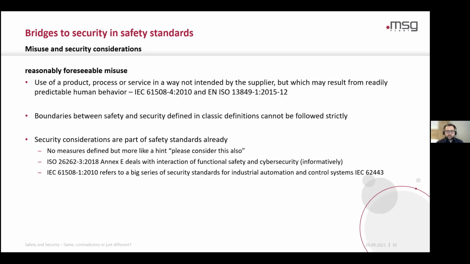There are also a lot of other security considerations in the standards already. Most of them basically say, please consider security also, but there is a whole annex in the automotive standard dealing with the interactions between functional safety and cybersecurity. And also the old standard, the IEC 61508, refers to a big series of security standards for industrial automation and control systems, the IEC 62443 family, which consists, I think, of 13 standards. So there were already bridges between these two ideas on safe systems.